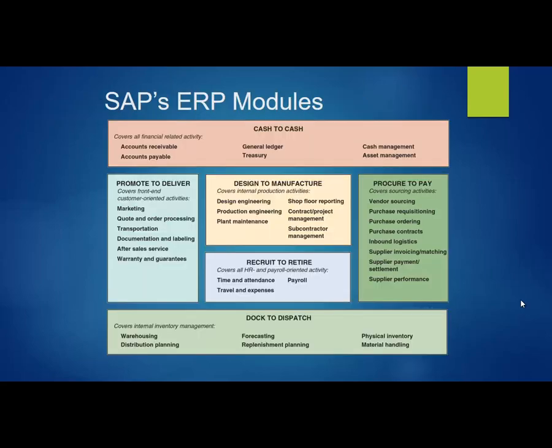One of the well-known ERP systems that is being used by many companies is called SAP. This figure shows the different modules within SAP, and we can see that we have the financial component, the human resource component, the customer component, the supplier component, and the MRP system for production and scheduling.